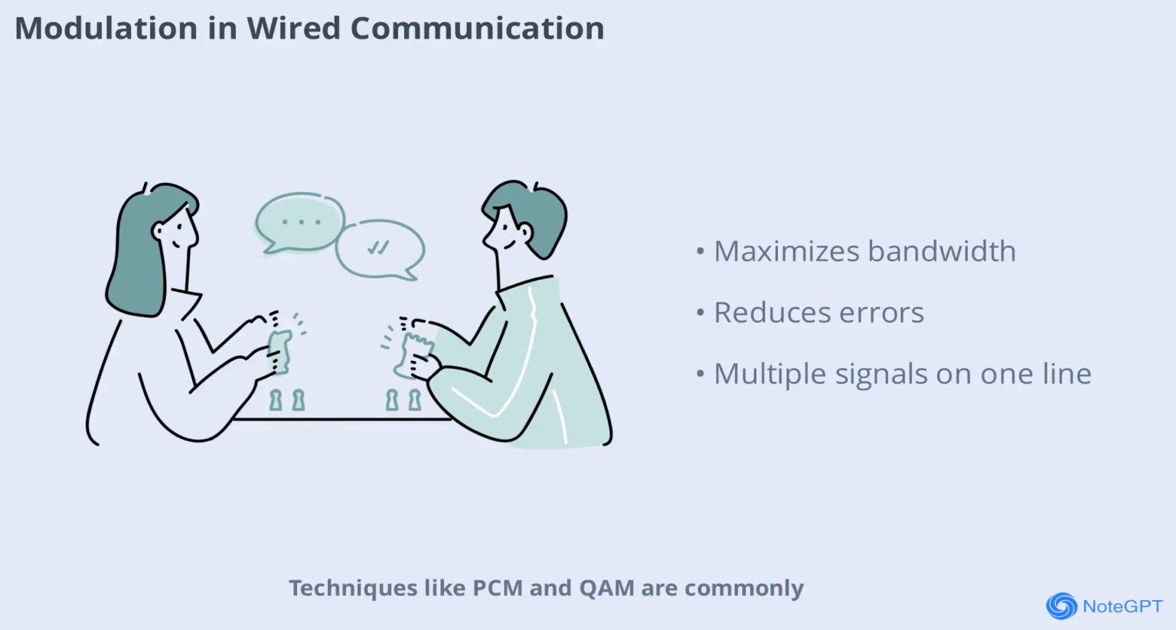Techniques like PCM and QAM are commonly employed to maximize bandwidth and minimize errors. Modulation allows multiple signals to share the same physical medium, increasing the capacity and flexibility of wired networks.